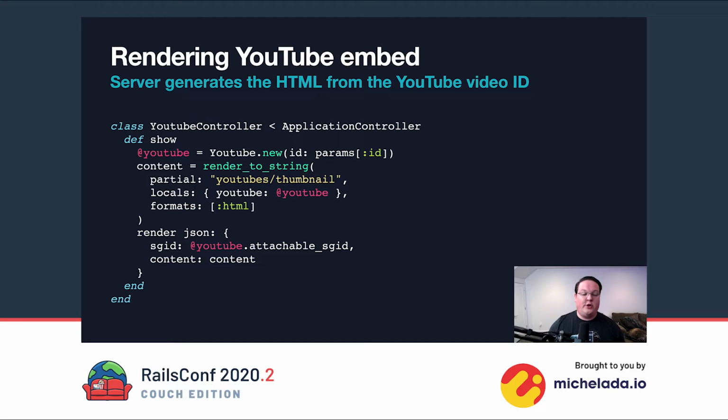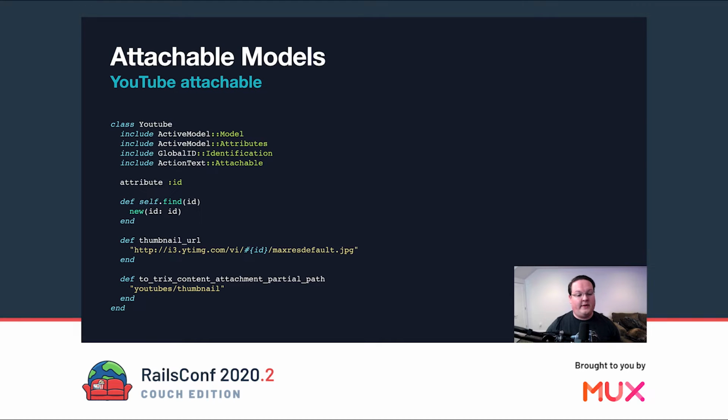Once we have our YouTube instance representing that video, we can render out some HTML content. We want to render out the YouTube thumbnail. So we have a little partial called youtube/thumbnail, and we can render that to HTML. By rendering it to a string, we can include the HTML in our JSON response. Now, YouTube is going to have this method called attachable_sgid, or attachable signed global ID, that we will include in our JSON response. And I'm going to talk about that now.